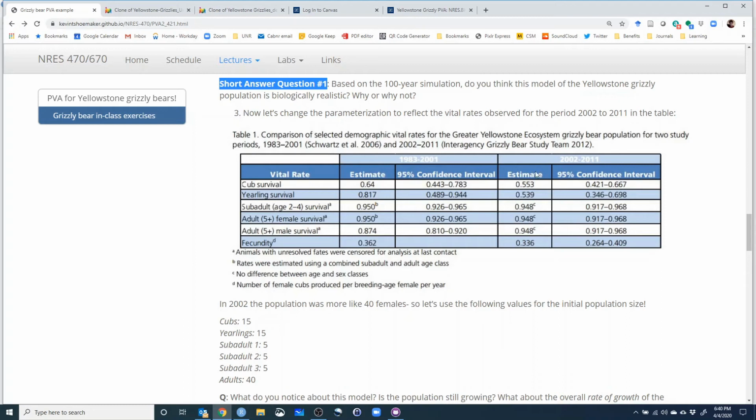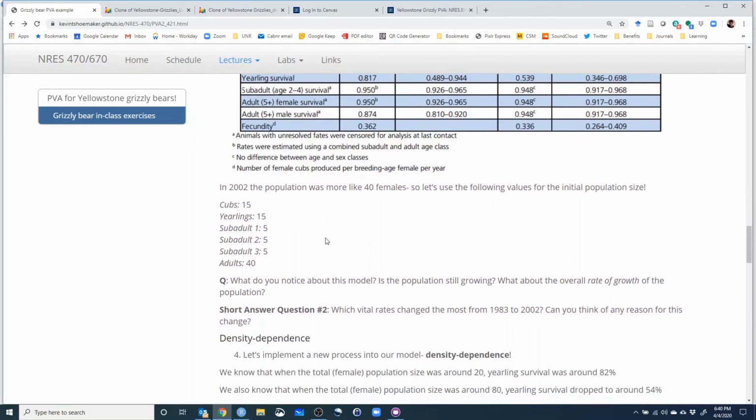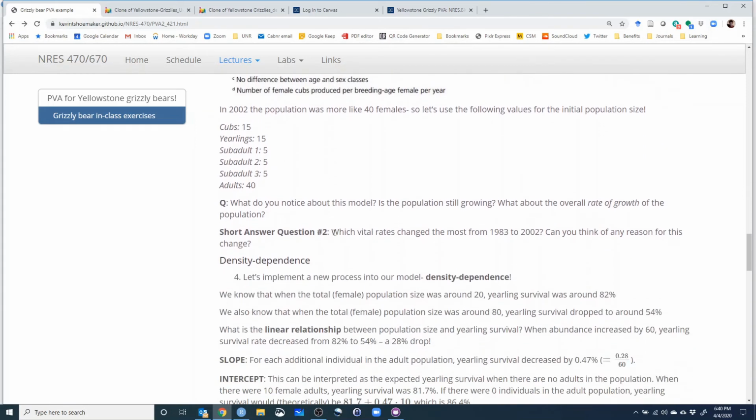So just take a minute to look over this table and look at the differences between the vital rates during the early period where there was low abundance, and then after, during this period when there was higher abundance and potentially competition. So take a minute to look that over. What do you notice?